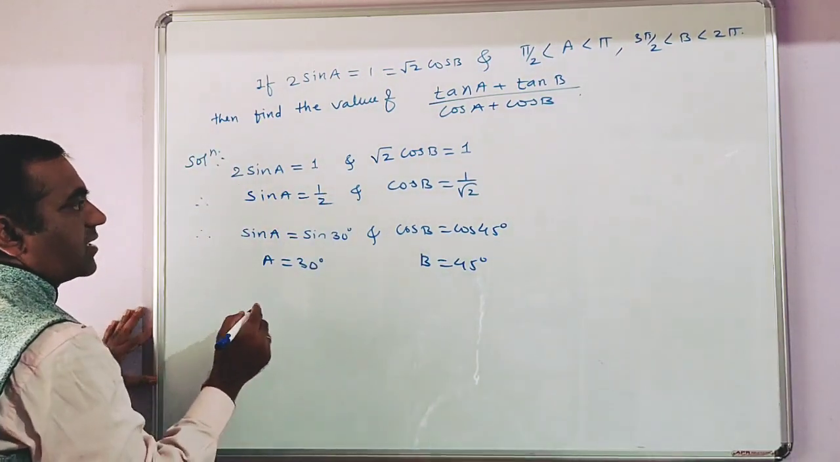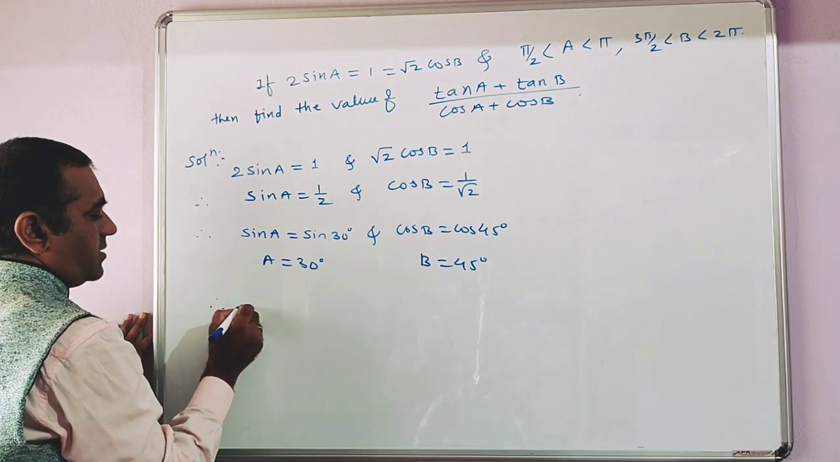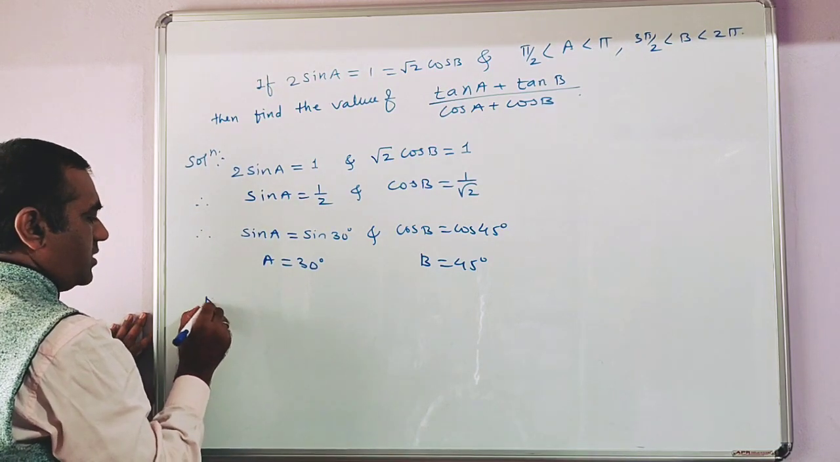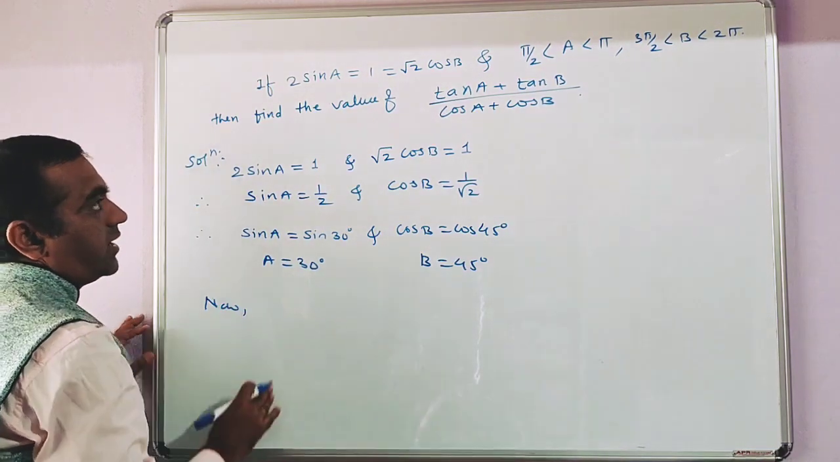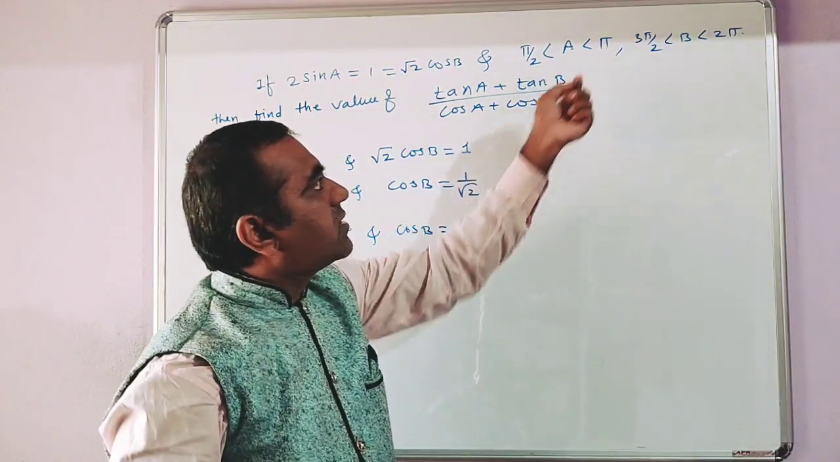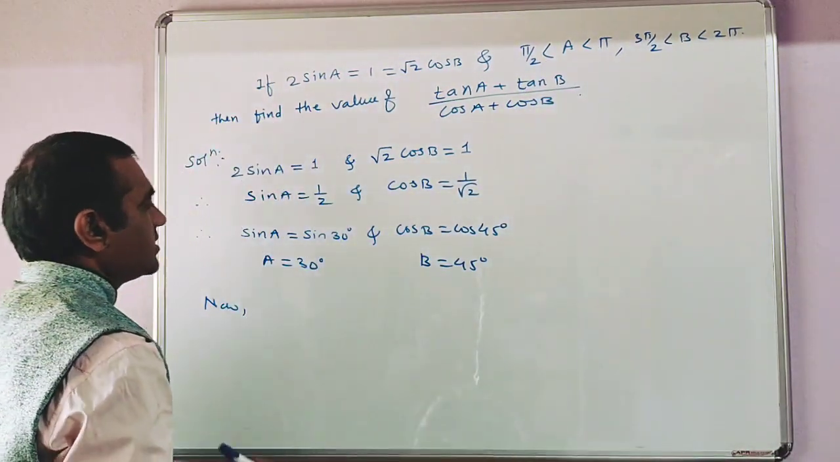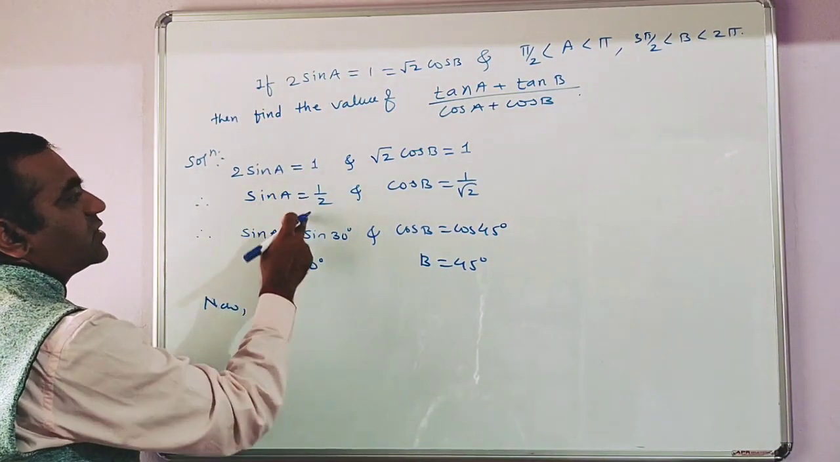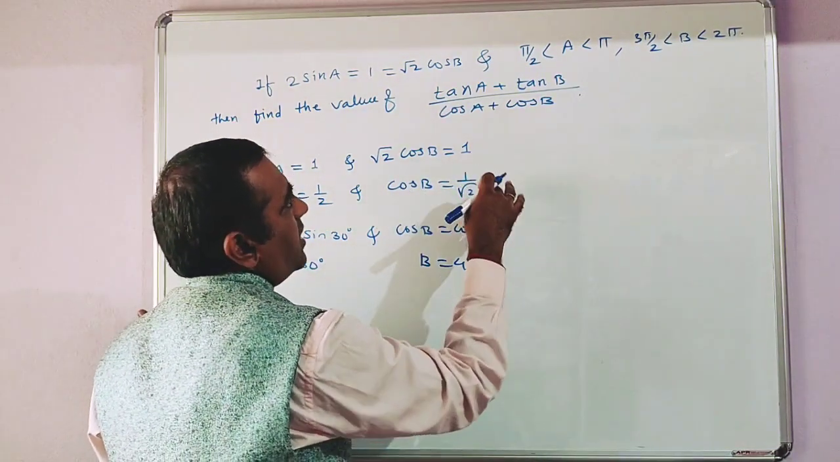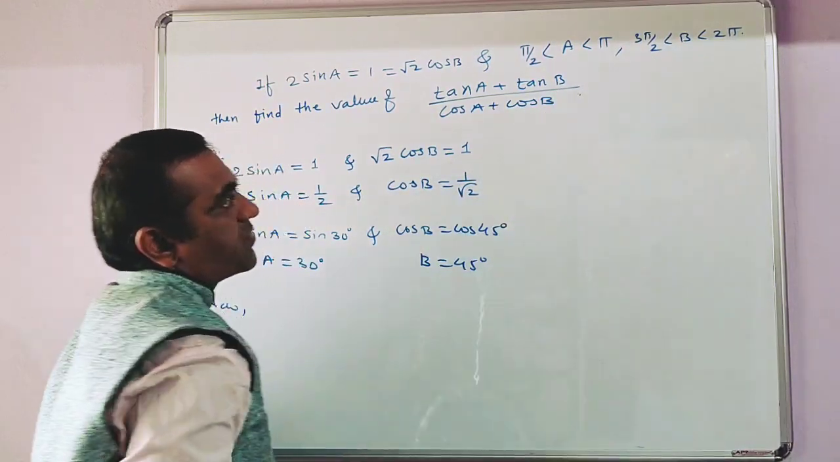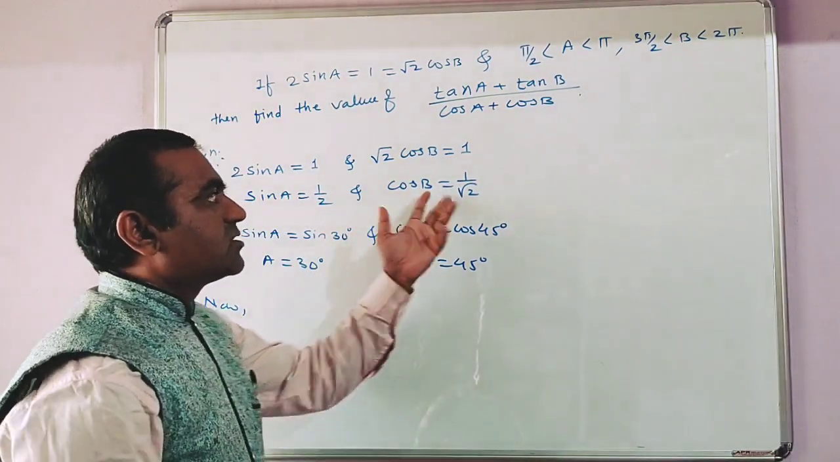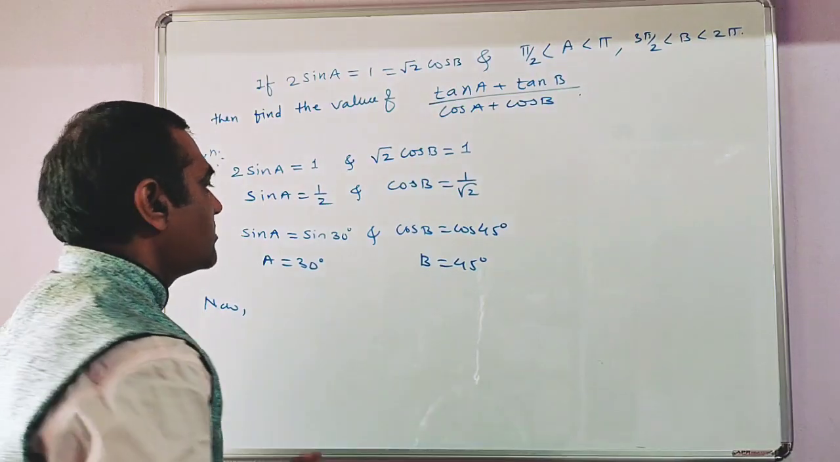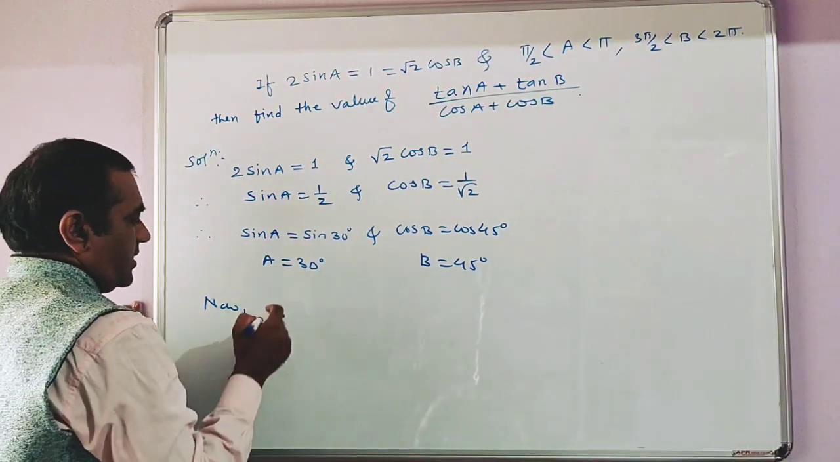Then now you can say like this, A lies in which quadrant? Pi by 2 to pi means second quadrant, where sin A is positive, and cos B is equal to 1 by root 2, which lies in fourth quadrant. Therefore, this is also positive. Both are positive.